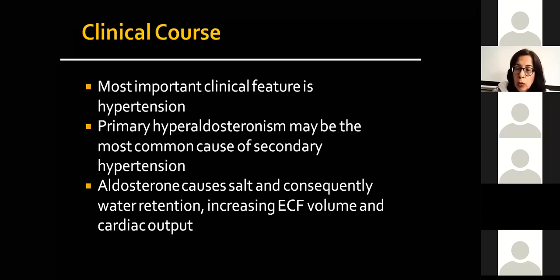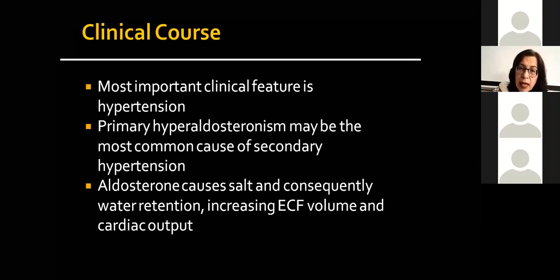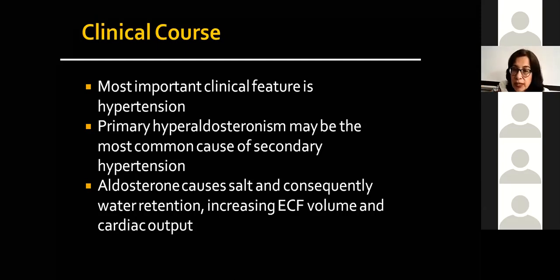Aldosterone, now you know what the work of aldosterone is. Aldosterone causes sodium retention by the kidneys, right? So increased levels of aldosterone will cause increased sodium retention by the kidneys, and there is salt retention. When salt is being retained by the body, it will retain water also, right? So it will cause an increase of the ECF volume, increased cardiac output, and you know that increased cardiac output is a cause of hypertension, right? So this is how aldosterone causes hypertension.